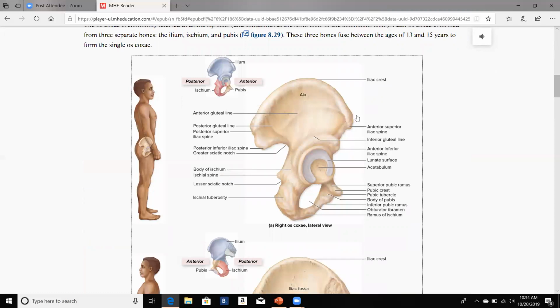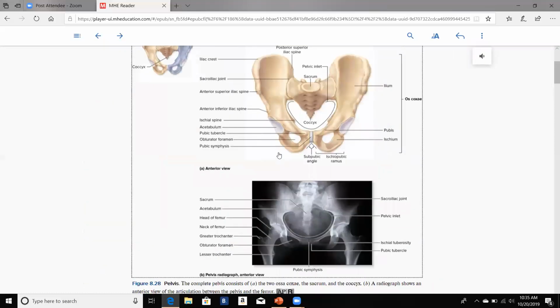So there are structures called the anterior superior iliac spine and the anterior inferior iliac spine. Because it's located on the anterior part of the os coxa, they're going to have the word anterior in it. Okay, this is superior and this is the inferior. In contrast, you have your posterior superior iliac spine and your posterior inferior iliac spine. This is the great sciatic notch. This is where your sciatic nerve goes through when it's sitting in the pelvis.